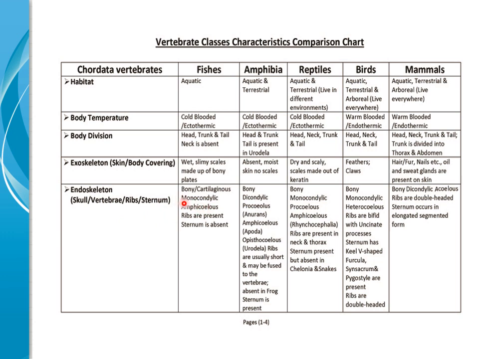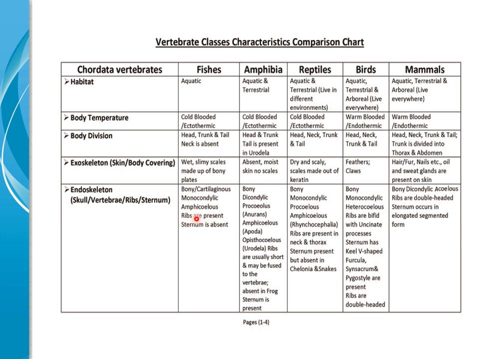Next, the type of skull. Based on the presence and number of condyles, the type of skull in fishes is monocondylic, as it has only a single condyle. The skull of amphibians is dicondylic. Reptiles have a monocondylic skull. Birds also have a monocondylic skull, and the skull of mammals has two condyles, so it is dicondylic in nature.